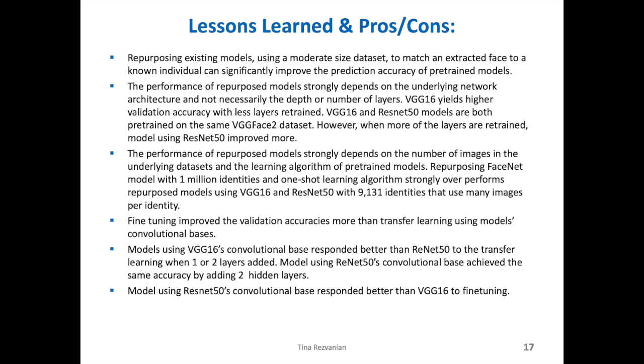In the fine-tuning section, we saw that fine-tuning improved validation accuracy more than transfer learning for both models. Models using VGG16's convolutional base responded better than ResNet50 in transfer learning. But when 2 layers were added, ResNet50 compensated to the same accuracy. Also, using ResNet50's convolutional base responded better than VGG16 in fine-tuning.